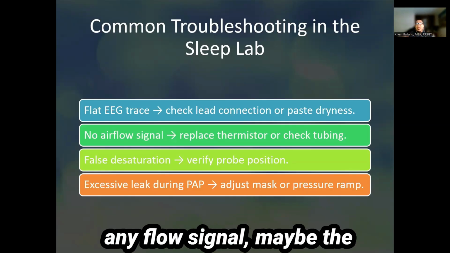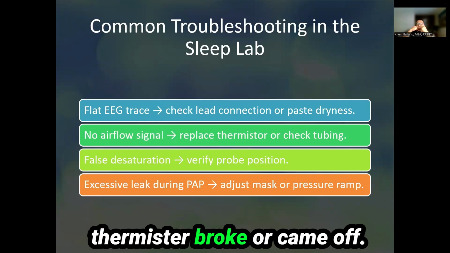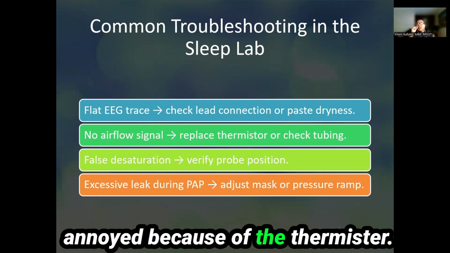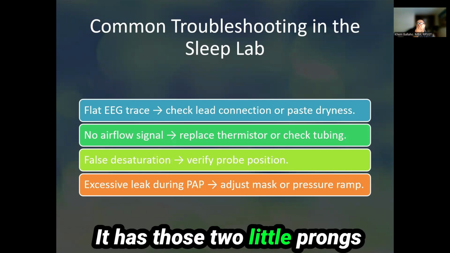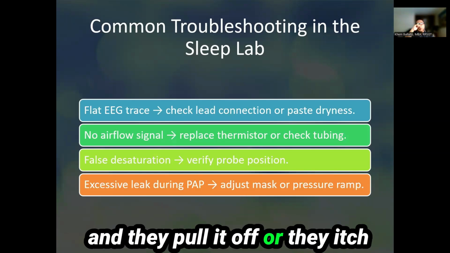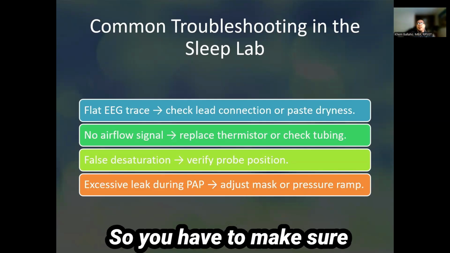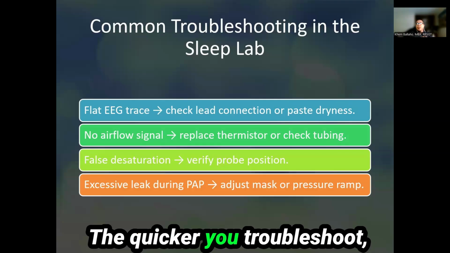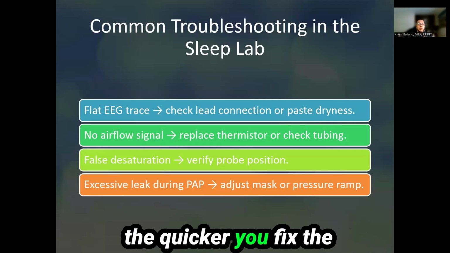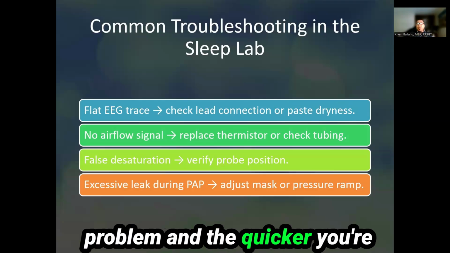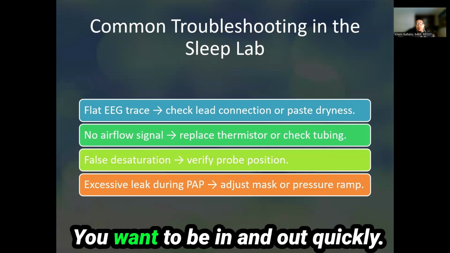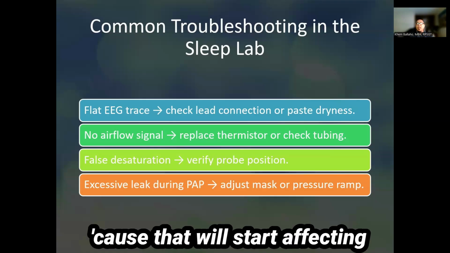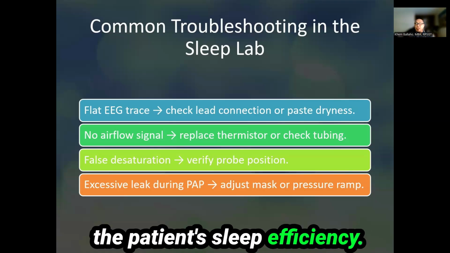If you don't see any flow signal, maybe the thermistor broke or came off. Typically the patient gets annoyed because of the thermistor that has those two little prongs, and they pull it off or they itch their nose and it comes off. So you have to make sure that you put it back in. The quicker you troubleshoot, the quicker you fix the problem and the quicker you're out of the patient's room. You want to be in and out quickly. You don't want to linger in the rooms because that will start affecting the patient's sleep efficiency.